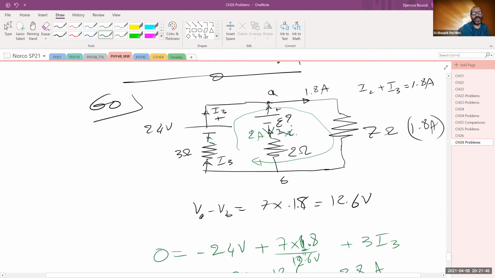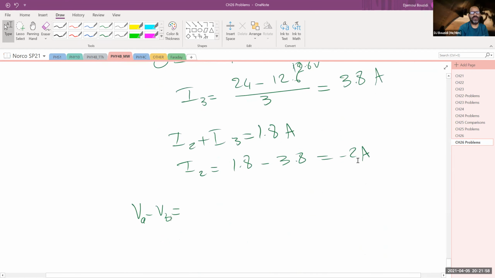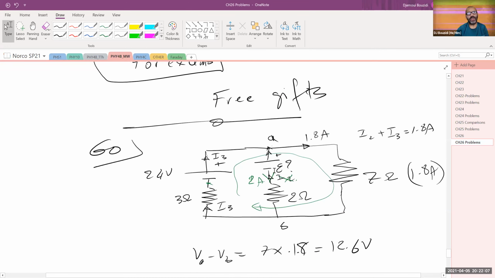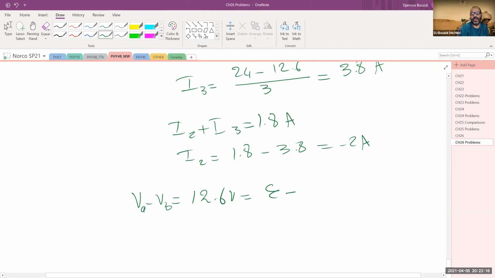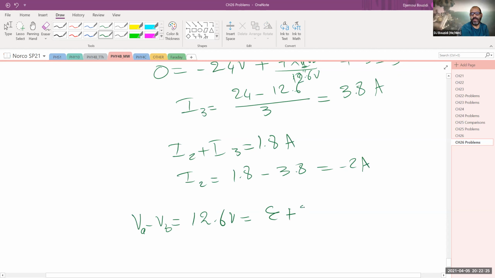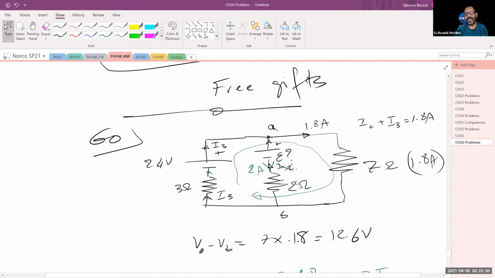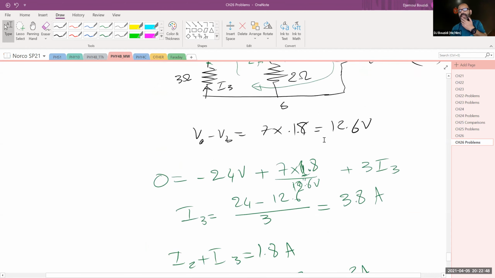So now I'm in a position to find what this EMF is. VA minus VB, which I already calculated to be 12.6 volts, is equal to the voltage drop across this resistor, which is just the EMF, E, because I'm coming from the positive to the negative, so this is an actual voltage drop. Plus the voltage drop, now moving in the same direction as the current, which is 2 amps, so it's plus 2 times the resistor, and the resistor is 2 ohms. So both of them are 2 times 2. This voltage drop is 4 volts across the resistor, and this is 12.6 volts. So this battery has a drop of 12.6 minus 4, which is 8.6 volts.